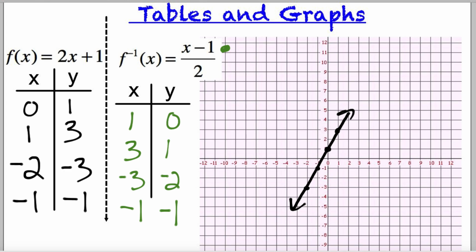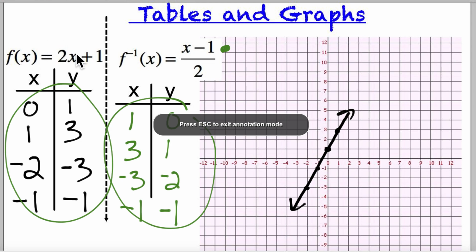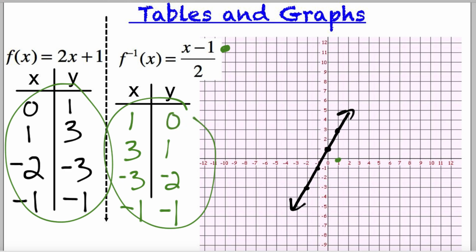And if you notice these coordinates, how do they relate to the original coordinates? They are reversed coordinates, which makes sense because of how we found the inverse. We flip-flopped x and y, so it should make sense that the inverse's coordinates are simply flip-flopped x's and y's. So instead of (0, 1), I have (1, 0). Instead of (1, 3), I have (3, 1). Instead of (-2, -3), I have (-3, -2). I still have (-1, -1), because that's the same thing reversed. And that would be my graph in the green, which is the inverse of the graph in the black.